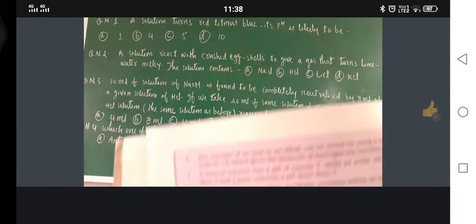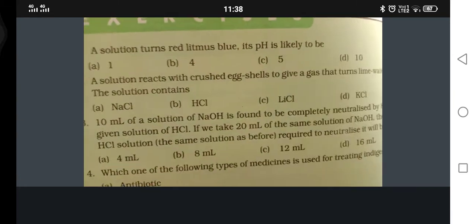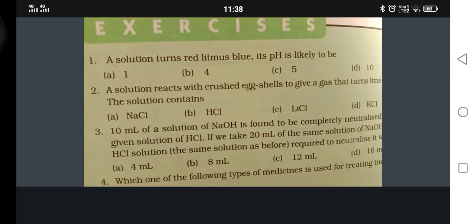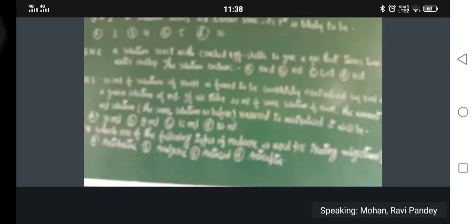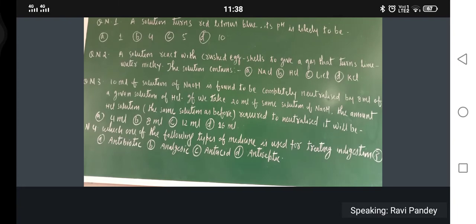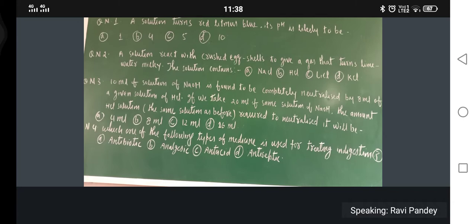See a solution. See here, a solution turns red litmus blue. Its pH is likely to be... So just see, a solution turns red litmus blue means it will be the basic substance. A solution turns red litmus blue. Its pH is likely to be A 1, B 4, C 5, D 10.